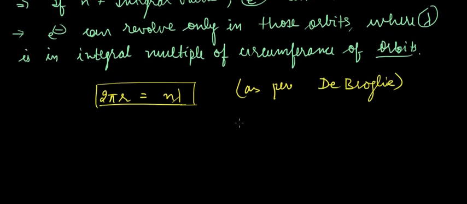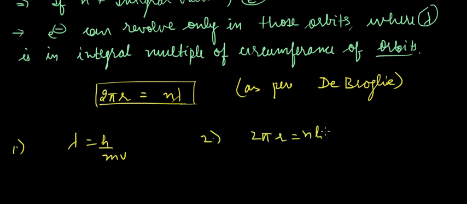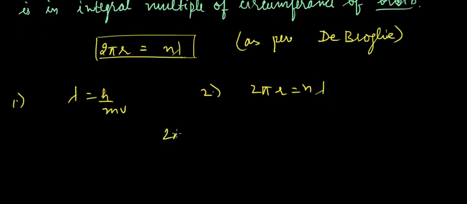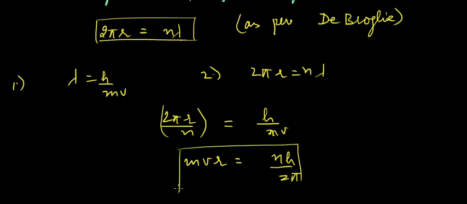Okay, so now combining the two equations, first we saw lambda equals h upon mv, and second we have 2 pi r equals n lambda. So just equate the two equations. So we have lambda as 2 pi r upon n from the second equation. It should be equal to h upon mv. So we can write that mvr should be equal to nh upon 2 pi. mvr is nothing but angular momentum.